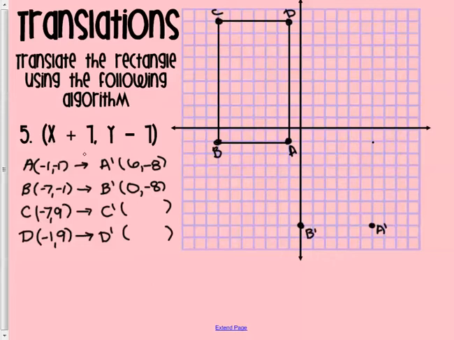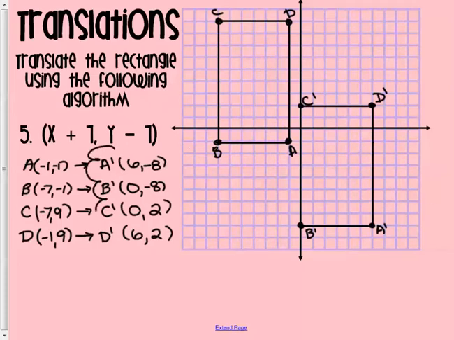C is going to be over to the right 7 and down. So this is C's image. And then D is going to go to the right 7. So we're at positive 6 and down to 2. So right here. Okay, so now let's go ahead and fill it in. So here is my new image if we graph it on the coordinate grid. All right, so let's box in our answers right here.